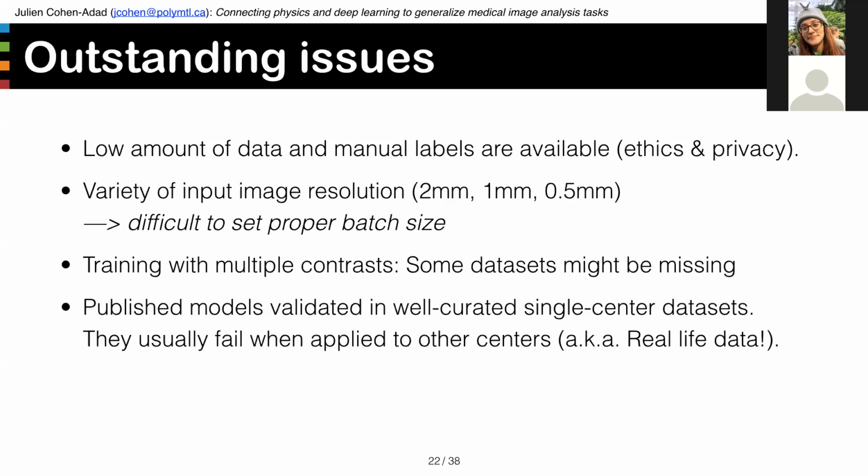Published models validated on well-curated single-center data usually fail when they are applied to other centers. So when you read the literature, you see many publications that claim that they have a dice of 95%. It's amazing, and then when you try the model on your data, it doesn't work because the data come from another domain and it basically does not generalize well.